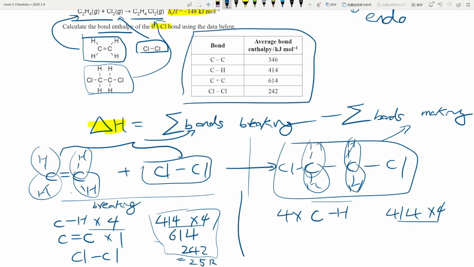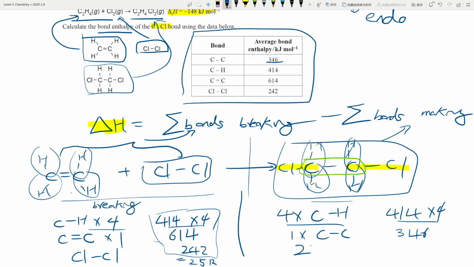Now, looking on the right hand side, I need to make 4 CH bonds. Then I need to make CCl bonds, 2 CCl bonds. Then I also need to make a CC single bond, which is 346. The numbers are all up here if you're wondering where I got them from.